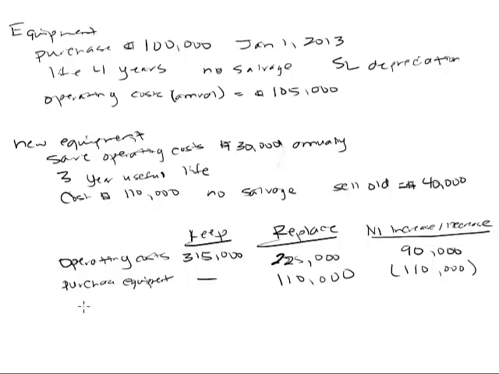The only other thing I want to consider is that I will get $40,000 for the old piece. So when we sell, I'm just going to put sell old equipment. Again, we wouldn't do that if we keep it. So if we sell it, we're going to get $40,000 for this. So that's a positive $40,000 income over here. That would increase it.